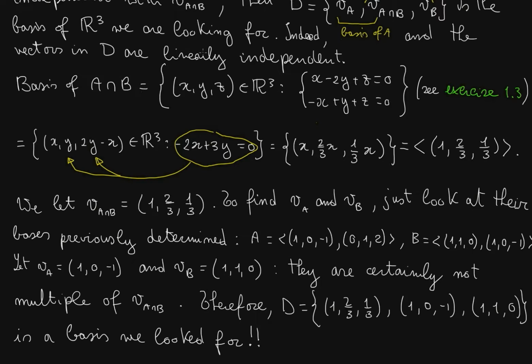By what we have said before, the set D given by the vectors 1, 2/3, 1/3, which is the vector V_{A∩B}, the vector 1, 0, -1, which is the vector VA, and the vector 1, 1, 0 are a basis of R3, and the first two are a basis of A, and the last two are a basis of B. So this is precisely one of the bases we were looking for, and the exercise is solved.